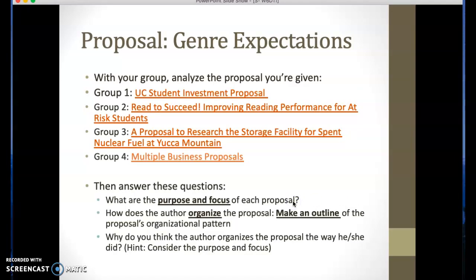So, what is the purpose and focus of the proposal? How does the author organize the proposal based on that purpose and focus? And why do you think that the author has chosen to organize the proposal in the way that he or she has? So consider the way that the purpose and focus and the organization are going together.